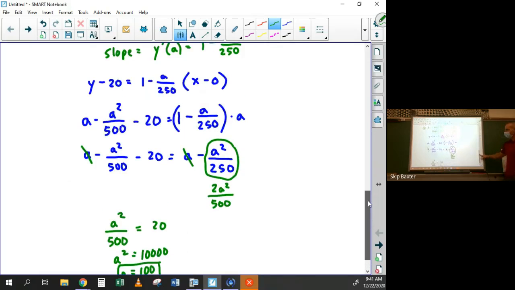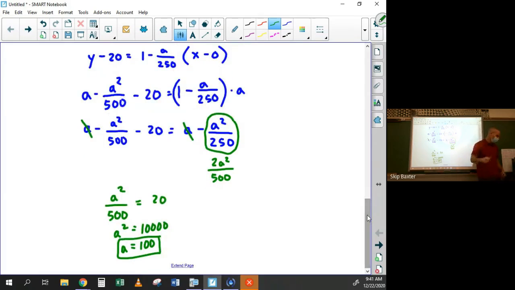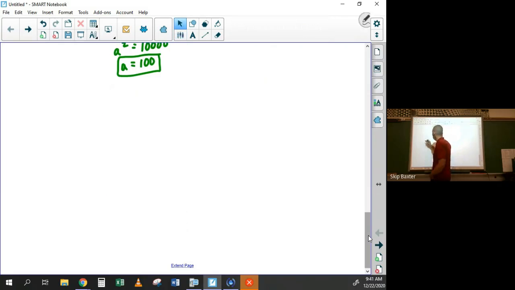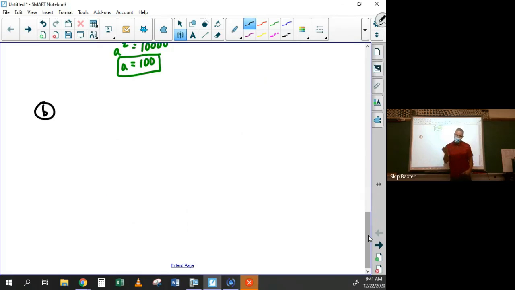Okay. That was kind of the hardest part about this problem. So that part was worth 3 points actually, out of 9. Part B, I think the rest of the problem is pretty straightforward.